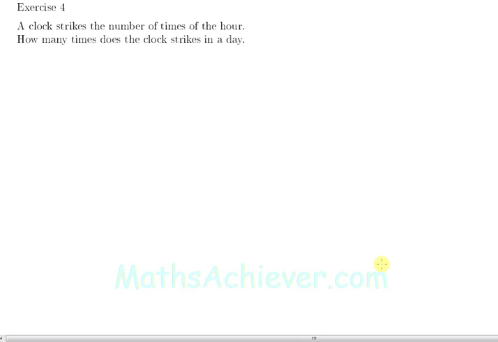Hi everyone, this is a continuation of the previous lesson. So here I'll be running through exercise 4 and 5 of the arithmetic progression.